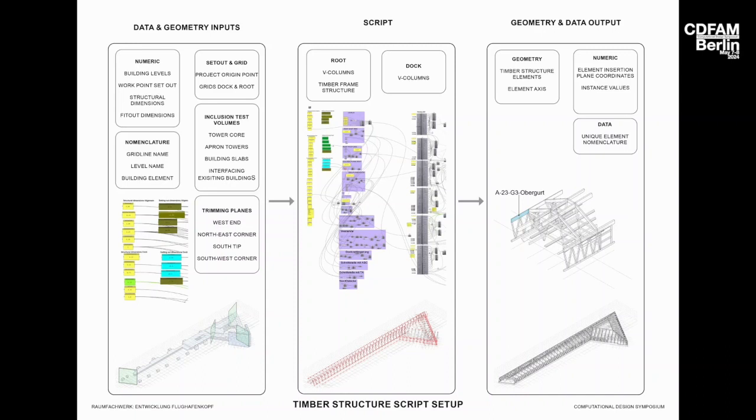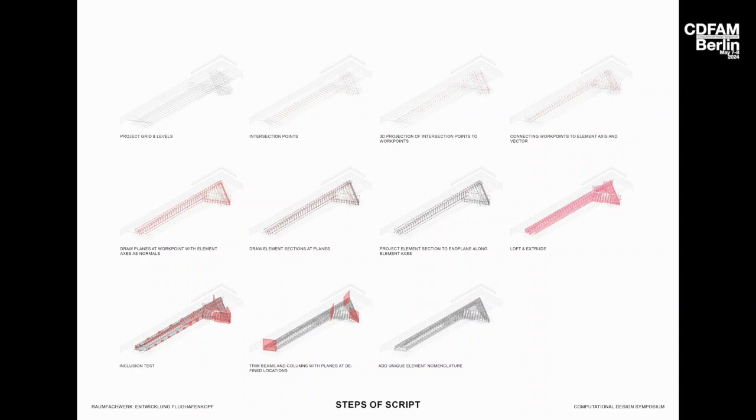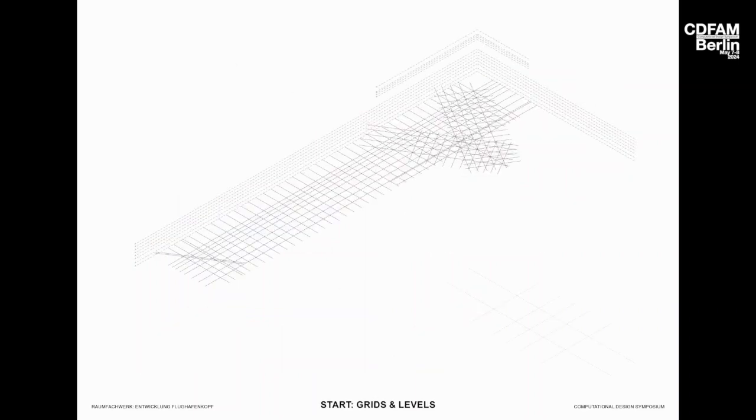And on the other hand, we can get some numeric data output, such as setting out points, like element insertion points, but also instance values in terms of length of element or structural section sizes and so on, which we would use for further studies or for putting it out to other consultants. I would like to just show you an overview of the individual steps which are part of the script and just go through each step one by one.